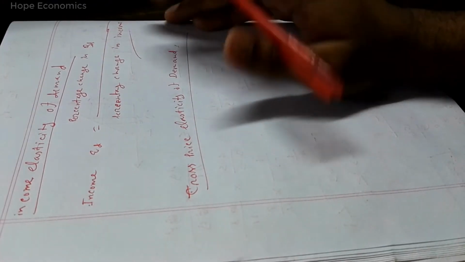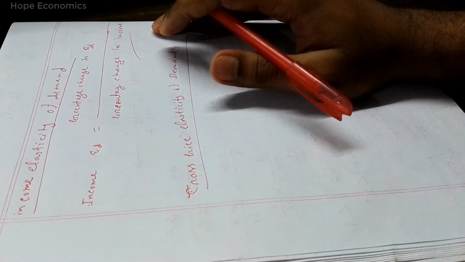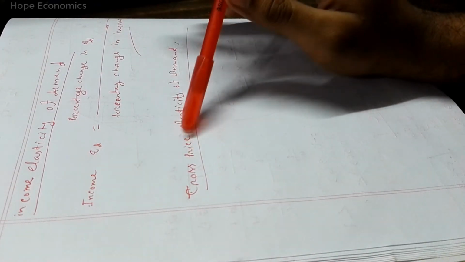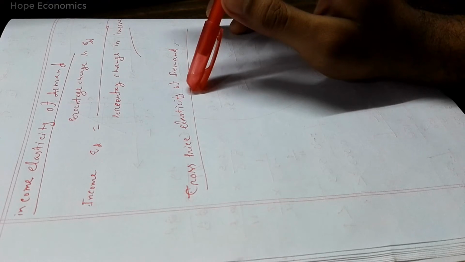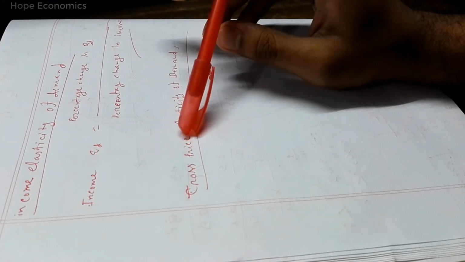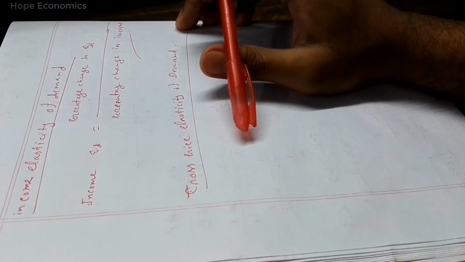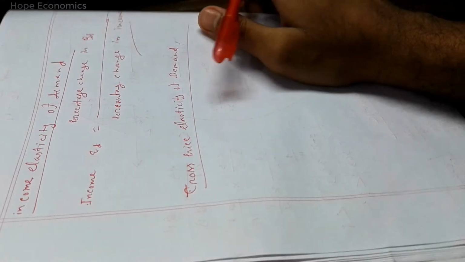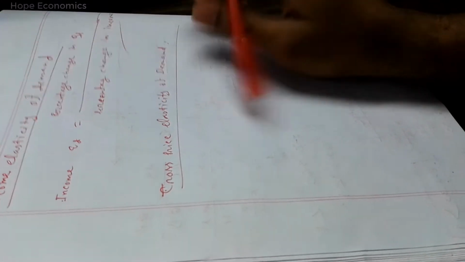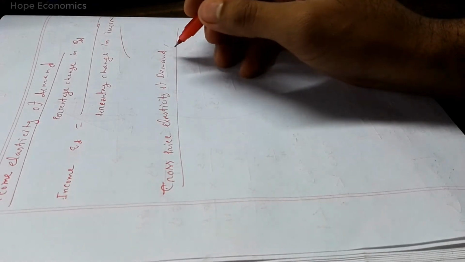Say you have good 1 and good 2. In this cross price elasticity of demand, we will see if the price of good 2 changes, how much the quantity demanded actually changes for good 1. So that is what the cross price elasticity of demand is.